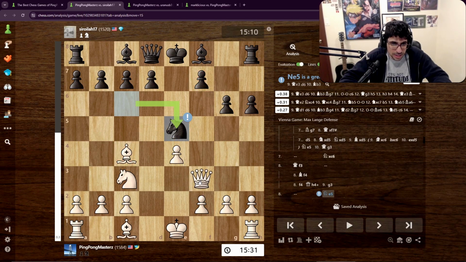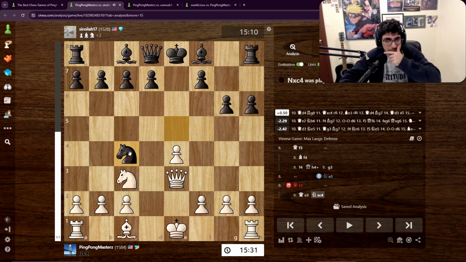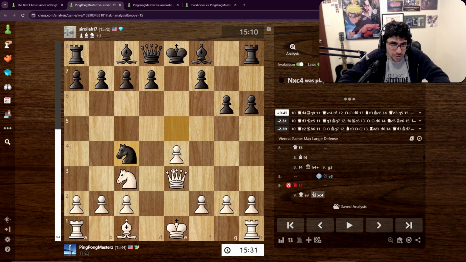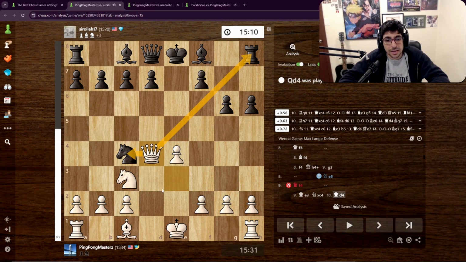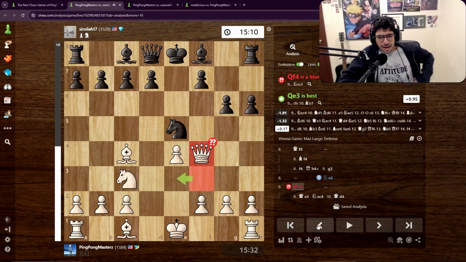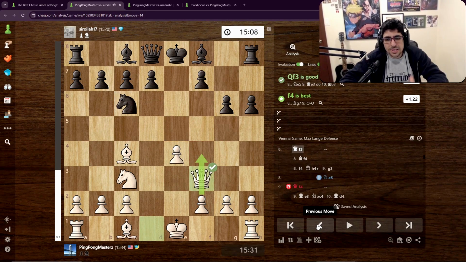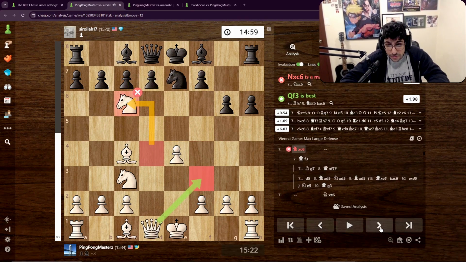It says go e3. I don't really understand e3. What if he just takes? Then it says go d4. Wow, that is tricky. Anyway, I didn't do that. I just blundered my bishop. Okay? A very easy to see mistake, for my level at least.